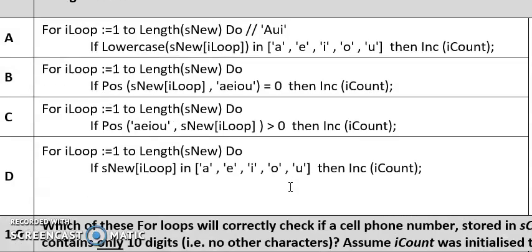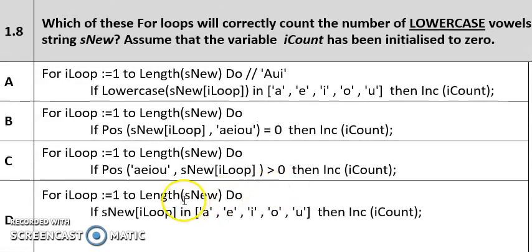So assuming the last one must be the correct answer, let's have a look. For I loop equals that, checking each character if it's in AEIOU, and perfect. It's only checking for lowercase. We could have used the pos function over here, and that would have been correct if we just said greater than naught. So either one of those approaches would work. If I changed that, then B and D would have been correct. But in this case, it is only number D.